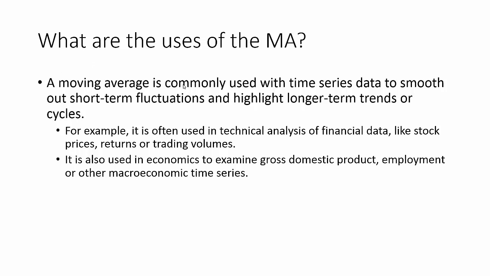One of the main reasons we use moving averages is to try to smooth out short-term fluctuations and highlight longer-term trends in the data. The point is to get rid of the rapid up and down movements that appear to be random and try to find that underlying smooth line that runs through the middle of the data. As another example in economics, we use moving averages to examine things like gross domestic product, employment, unemployment insurance claims, and other macroeconomic time series variables.